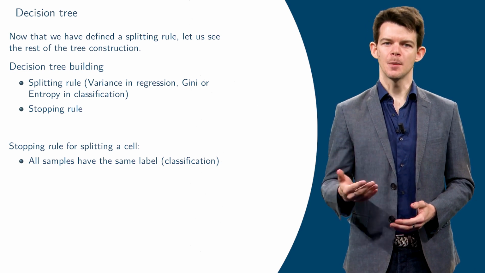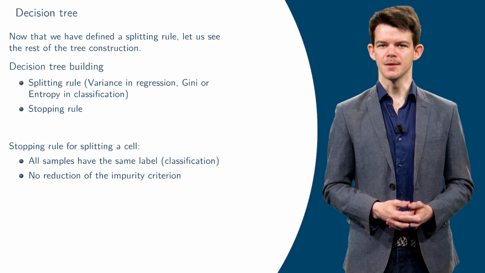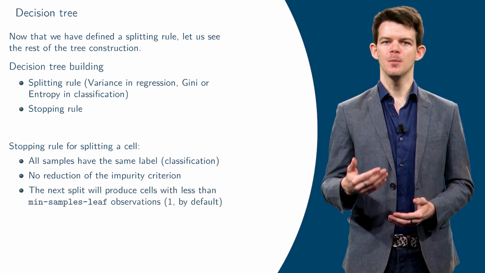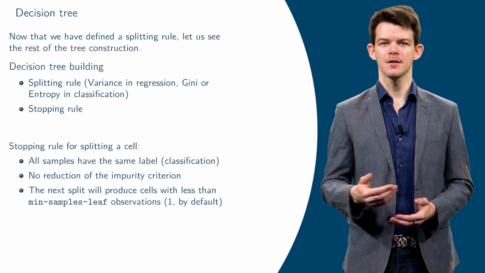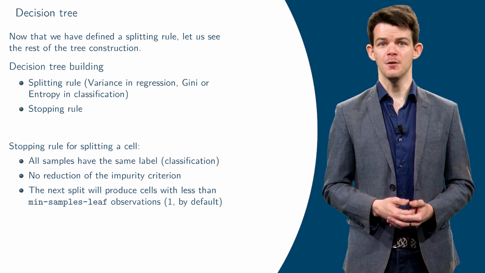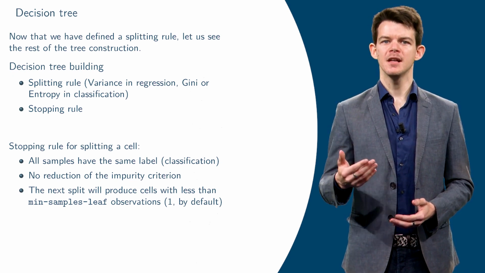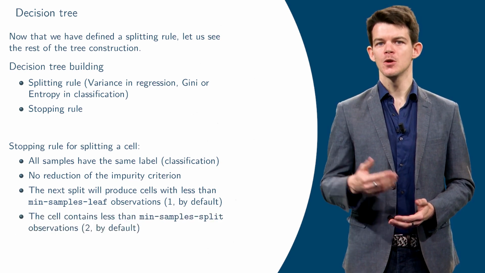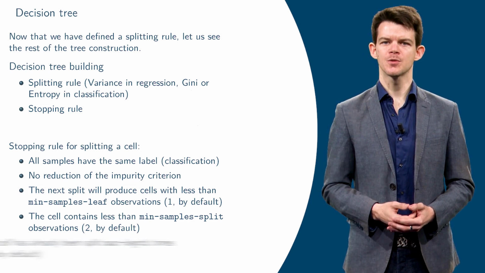We can choose to stop the splitting procedure when there is no more reduction of the impurity criterion. You can also choose a stopping criterion according to the number of observations, stopping the splitting procedure if the resulting cells contain less than min_samples_leaf data. This parameter is fixed to 1 by default. Or if the cell in question contains less than min_samples_split data, 2 by default.